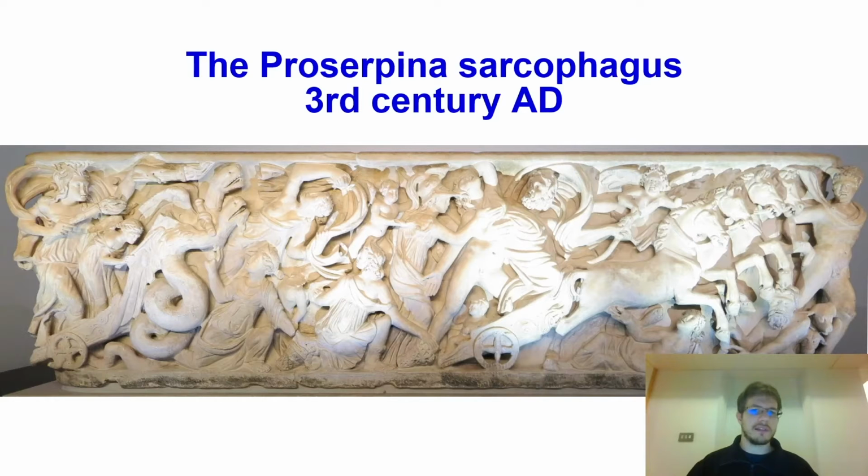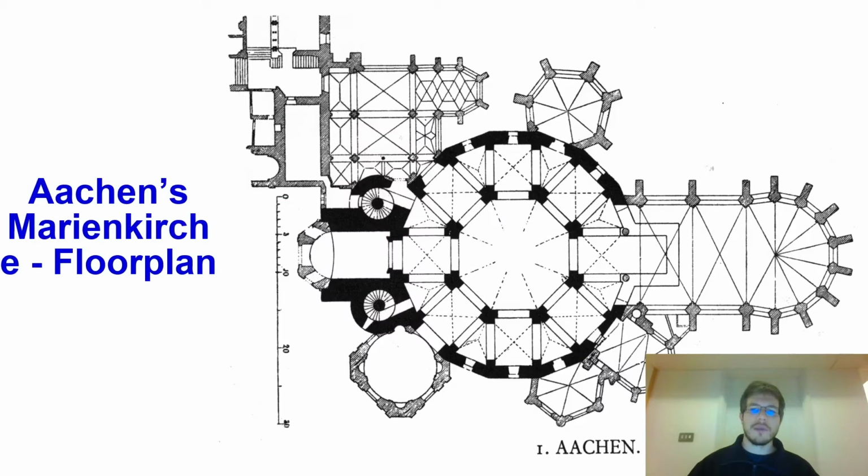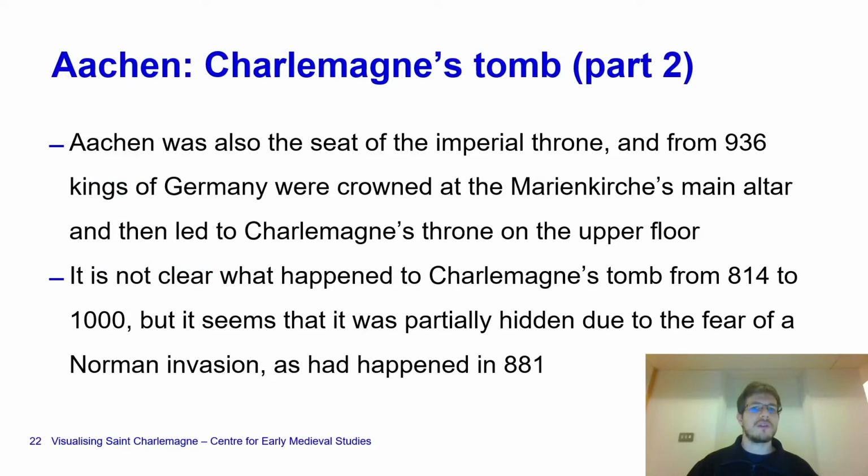Scholars think that this was his original sarcophagus, and that this is what the tomb looked like. It should have been located in the southeastern bay of the ground floor. We will not go into detail, but that would be about here. We will not have time to see why this is relevant for the Barbarossaleuchter, though there are, let's say, references to it.